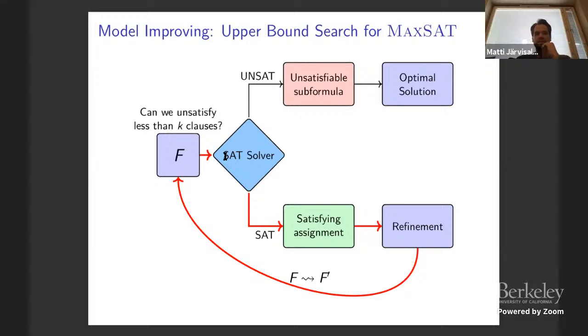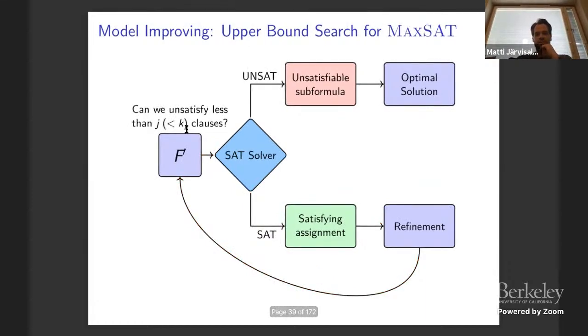So, can we falsify fewer clauses than the current bound? Can you satisfy more clauses than the currently best solution found? As long as you find a satisfying truth assignment with the SAT solver to this query, you update your working formula with a tighter bound. This is essentially a cardinality constraint that we add each time to the SAT solver and ask again. And if we do this by linear search from the top down, then immediately when the SAT solver says no, there's no solution, we know that the previous solution was optimal.